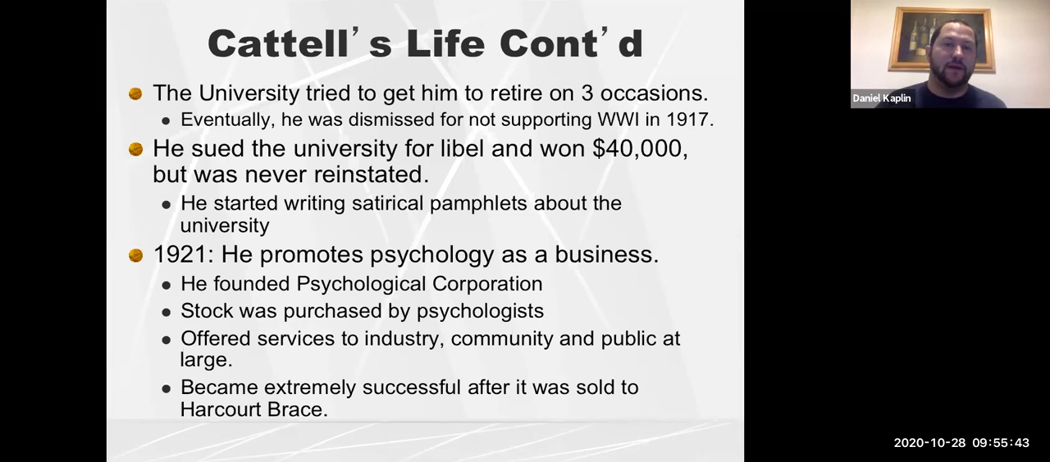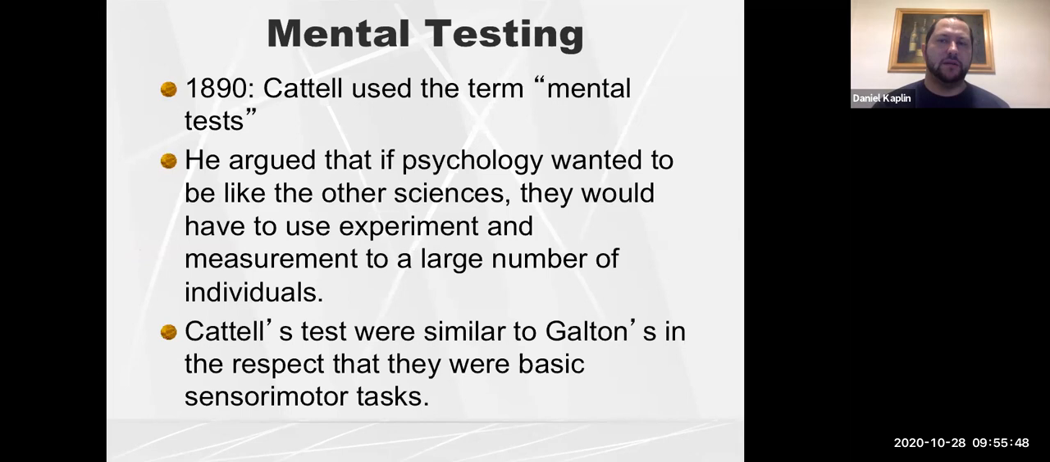Now, one thing that Cattell is credited for is coining the term mental test, right? So the idea of mental test is a shift from some of the early work of G.S. Hall, some of the work of Wundt and Titchener, where they were looking at sensation and perception and physical strength and visual acuity and all of these things, and the work of Galton certainly. And he said, we need to focus not just on the physical processes of an individual, but we need to focus on the psychological processes or the mental processes.